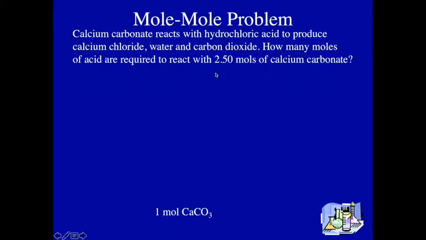But here we have calcium carbonate reacts with hydrochloric acid to produce calcium chloride, water, and carbon dioxide. How many moles of acid are required to react with 2.50 moles of calcium carbonate? Now, be aware here, we're making water. We have a bubbling gas coming off.